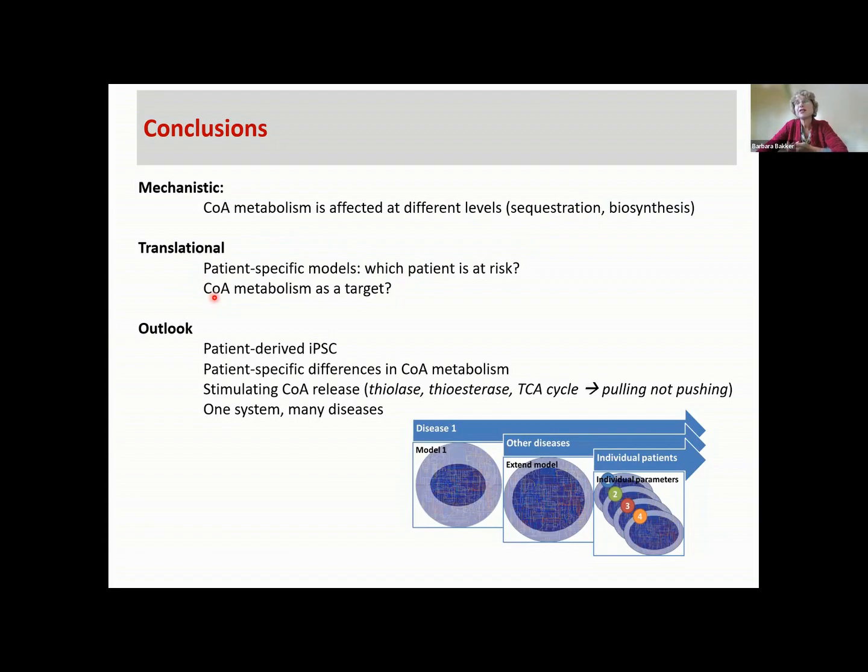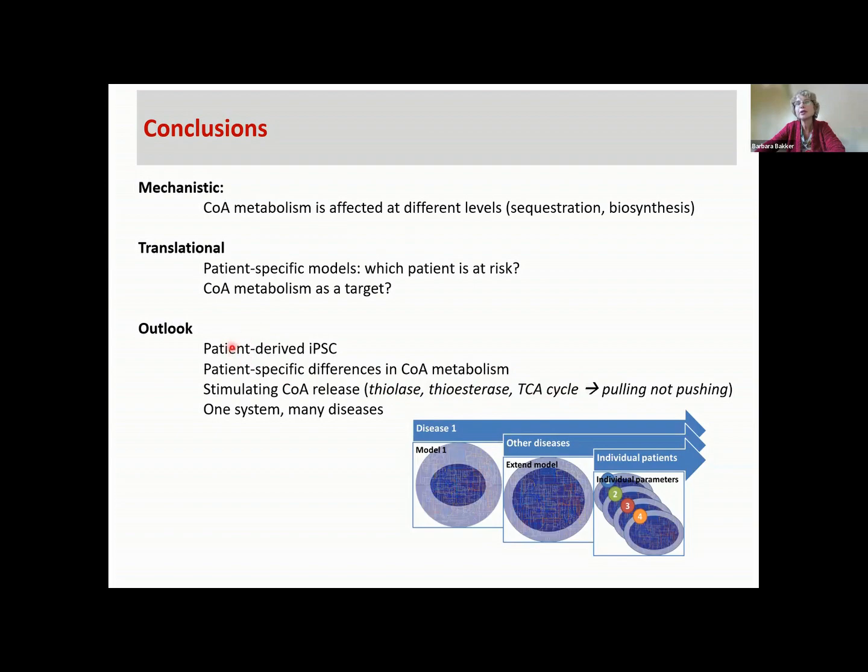What I personally think is that just stimulating the synthesis of coenzyme A might not be the best way. Preferably, I think we should pull, not push. So hydrolyze the esters. So for instance, stimulate the last enzyme in the pathway, like the thiolase, or the thioesterases, or stimulate the downstream pathways like the TCA cycle. That's my hypothesis, but that's of course where our future work is directed.